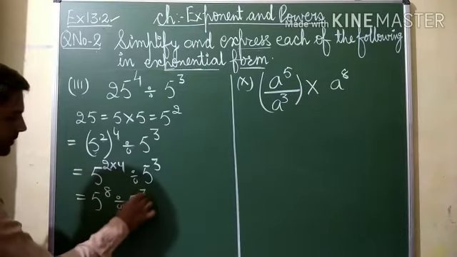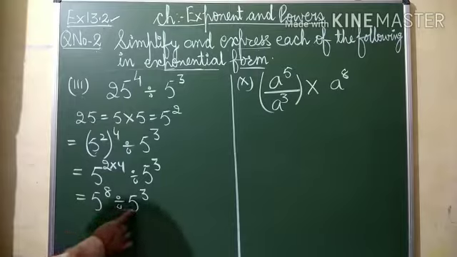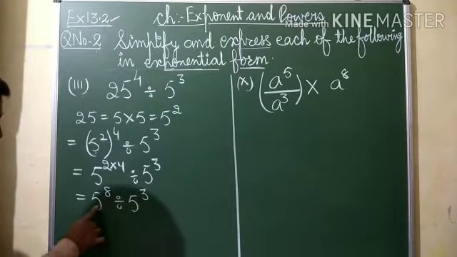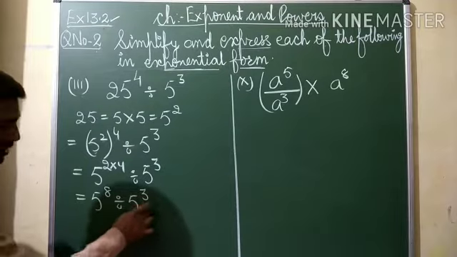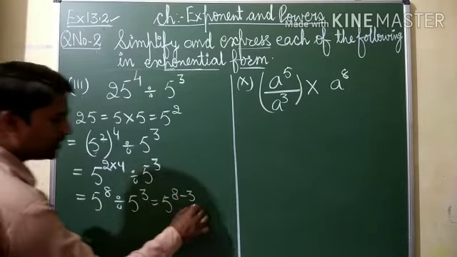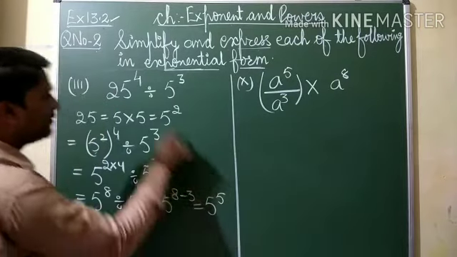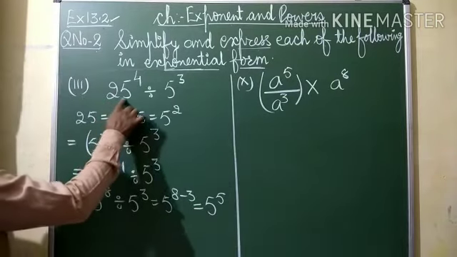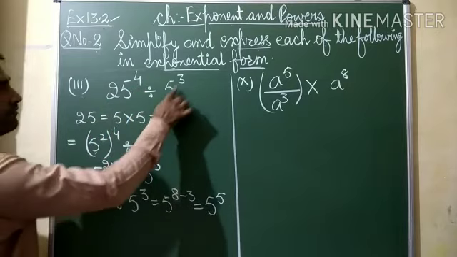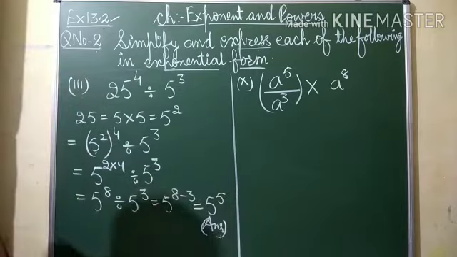Which is further equal to 5 raised to 8 divided by 5 raised to 3. Now here we can see that 5 raised to 8 divided by 5 raised to 3 is the case of dividing powers with the same base. So we get 5 raised to 8 minus 3, which is equal to 5 raised to 5. So 5 raised to 5 is the required exponential form of 25 raised to 4 divided by 5 raised to 3. So this is the required answer.